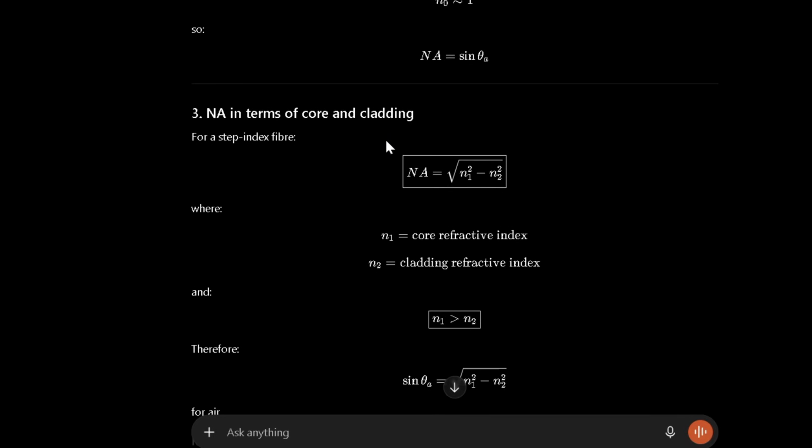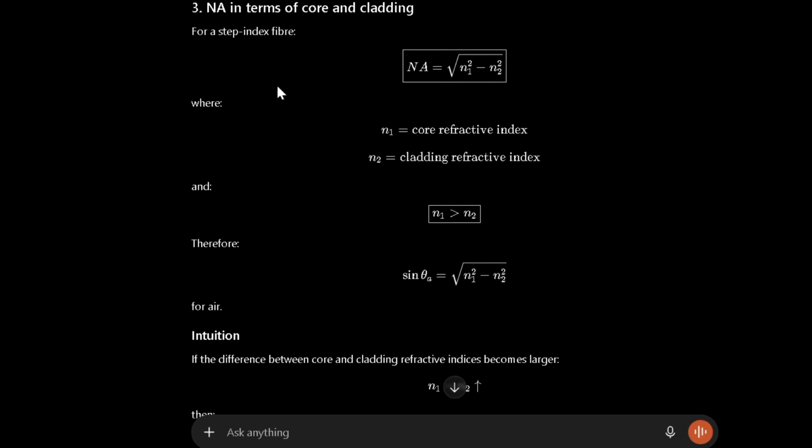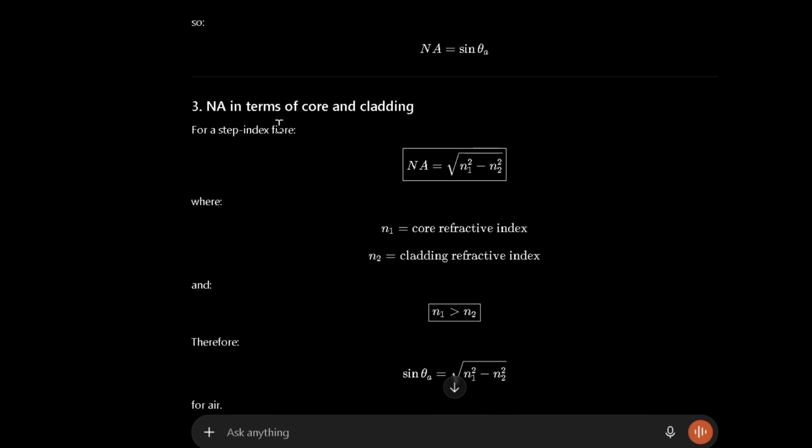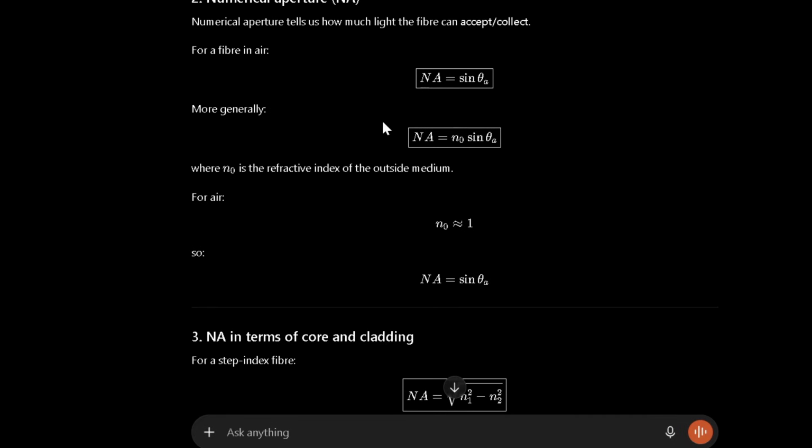NA in terms of core and cladding: for a step index fiber, NA equals the square root of n1 squared minus n2 squared, where n1 is the core refractive index, n2 is the cladding refractive index, and n1 is greater than n2. Therefore, sine theta alpha equals the square root of n1 squared minus n2 squared for air. This is also the numerical aperture equation.